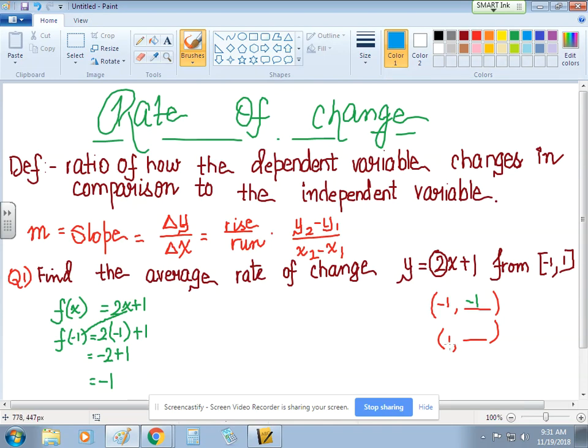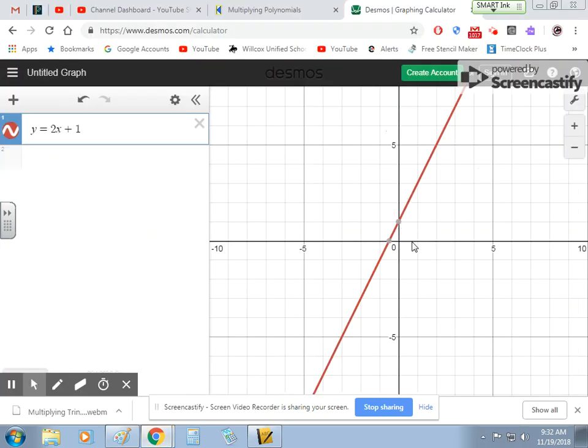Let's find out the second y also. Let us do it right here. f of x is again the same function, 2x plus 1. And f of 1 is going to be 2 times 1 plus 1. 2 times 1 is 2, so 2 plus 1 is 3. Finally, I got my x as 1 and y as 3. Let us check if it's correct on Desmos. x is 1, y is 3. You can see right here 1, 2, 3. So (1, 3) is a point on the graph as well.